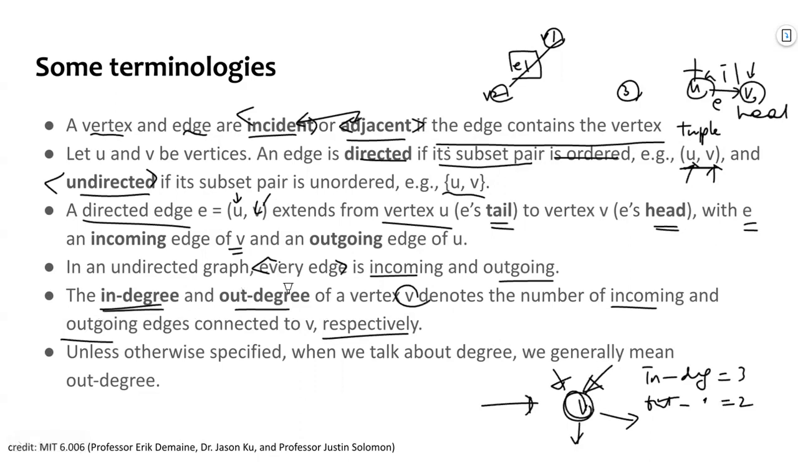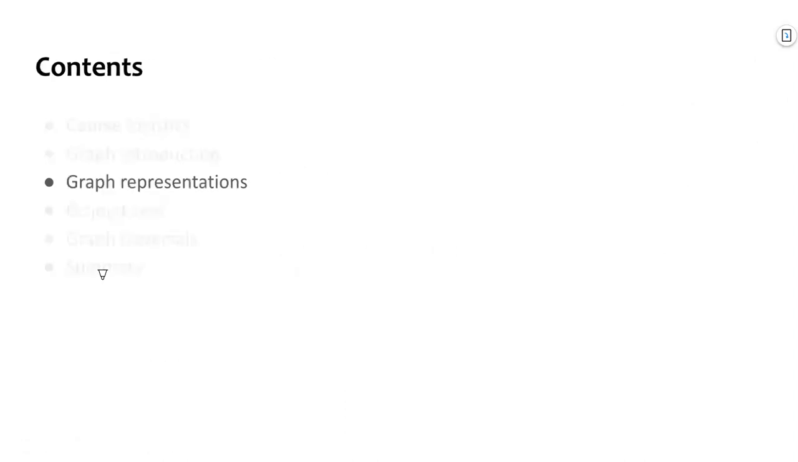So these are some concepts you need to remember. Unless otherwise specified, when we talk about degree, we generally mean out degree. So out degree is more general than in degree. These are some terminologies we use when we discuss graphs. Okay, that was a brief introduction of graphs.